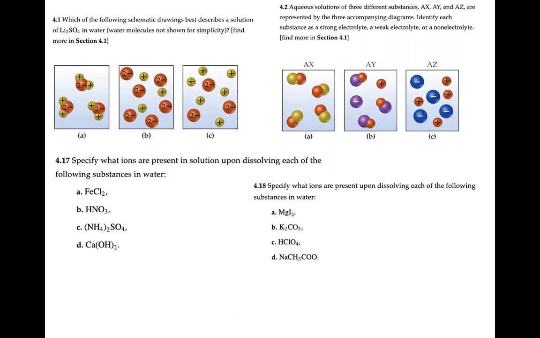When I'm looking within the list, I see a lot of ionic compounds. I see iron(II) chloride. I see ammonium sulfate, calcium hydroxide, magnesium iodide, potassium carbonate, sodium acetate. So I have a lot of examples of ionic compounds, and it sure looks like they want me to recognize that I need to keep the polyatomic anions and polyatomic cations together. And I think I can do that.